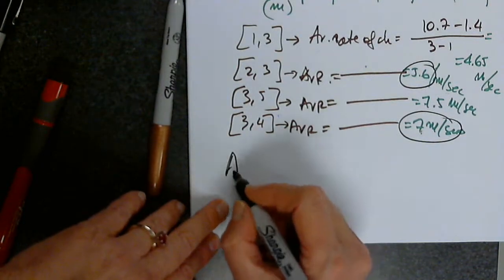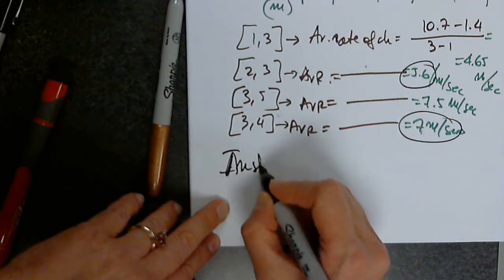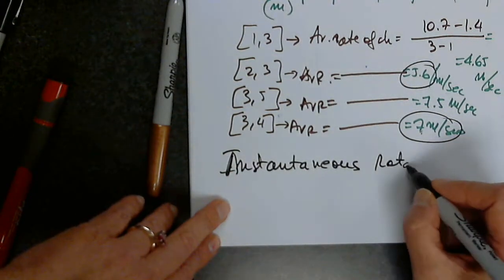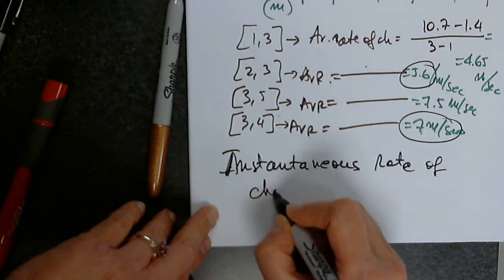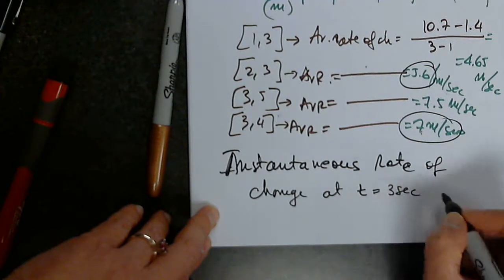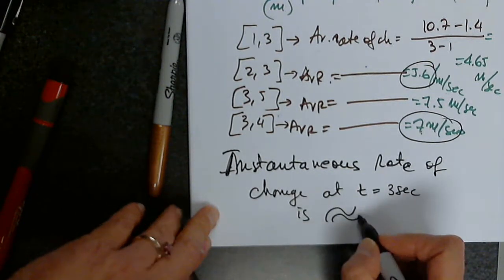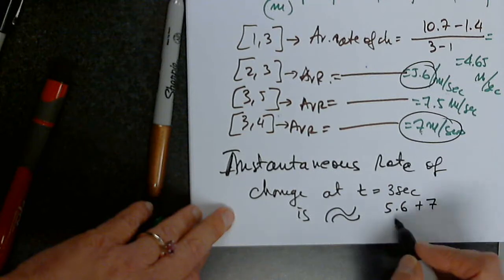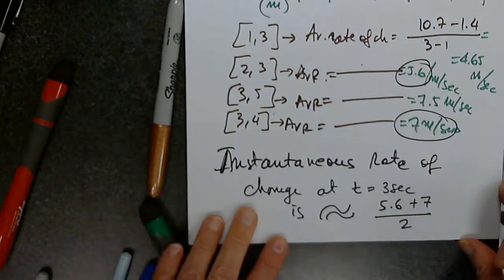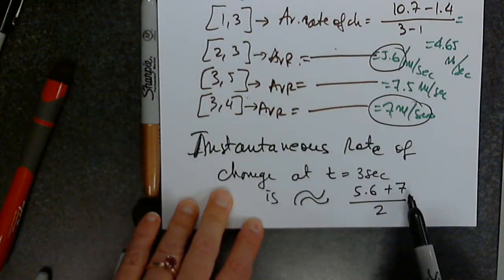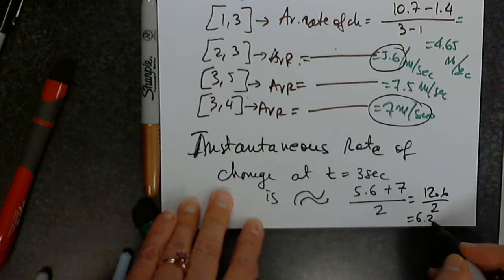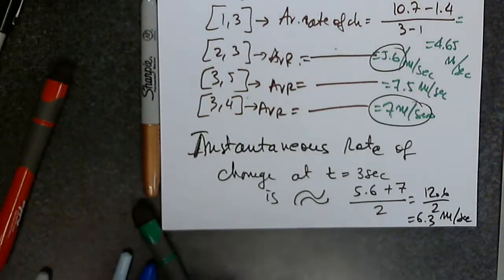So the instantaneous rate of change at t equals 3 seconds is approximately 5.6 plus 7 divided by 2. And of course, meters per second. How much is that? 12.6 divided by 2, 6.3 meters per second.